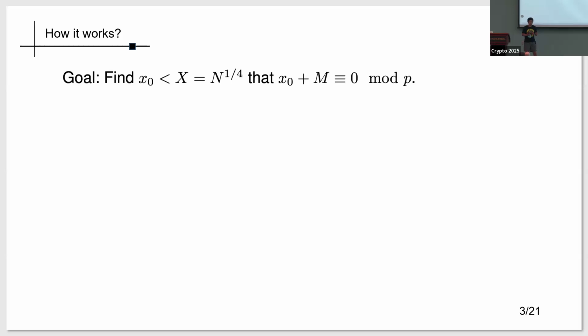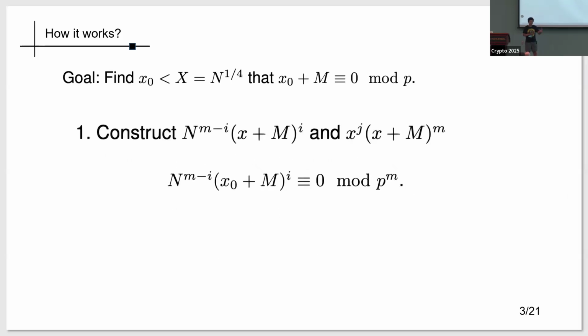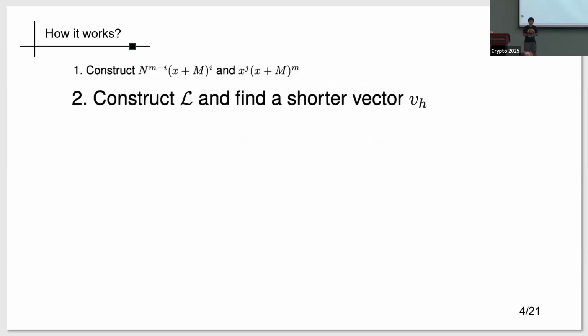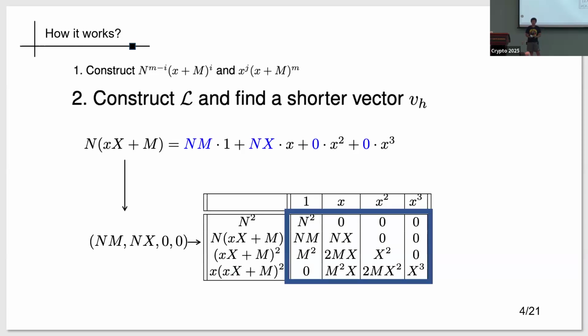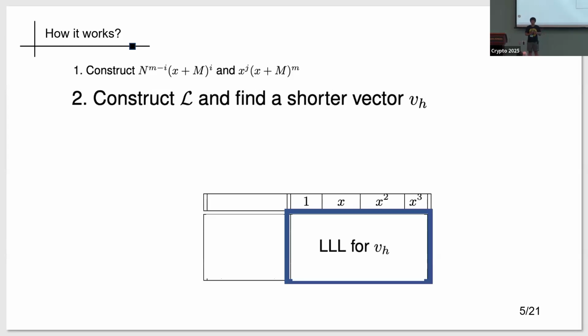So how does the Coppersmith method work? The first step is to construct some polynomials which share the same roots as x plus m modulo p to the m. The second step is to use the coefficient vectors of these polynomials to construct a lattice. For example, for this polynomial, the coefficient vector is nm, nx, 0, 0. We use this as a basis to construct a lattice here, and we want to find a shorter vector v_h. Here we use LLL, which is polynomial time. We find a v_h here.